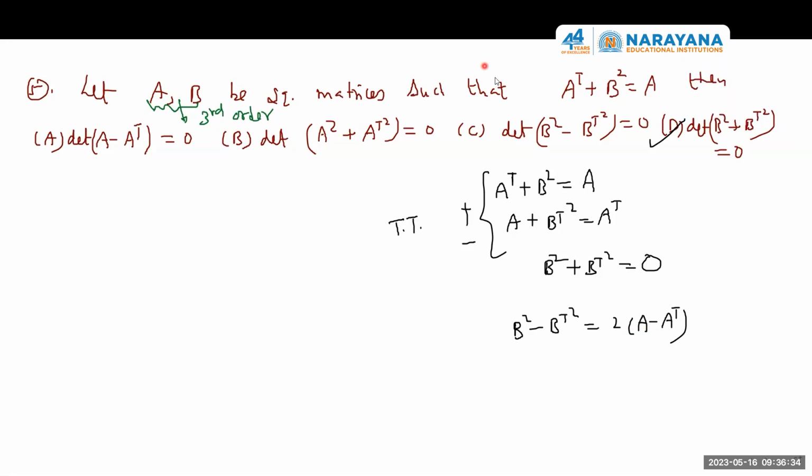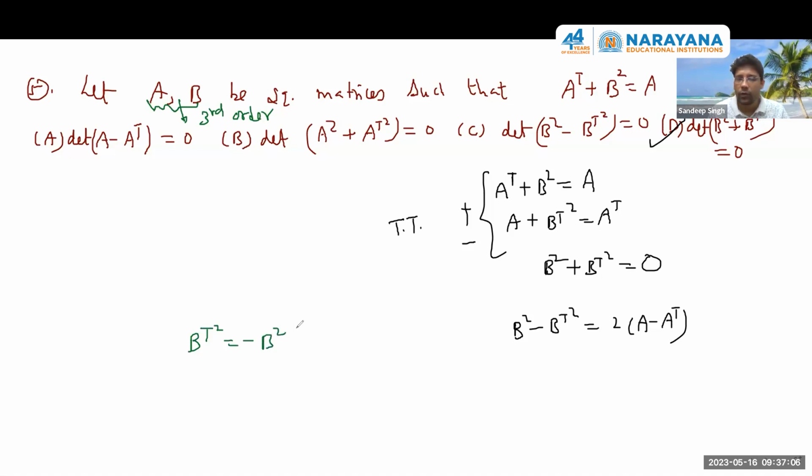Getting the point? In the third equation, B square plus B transpose square, we can send B square to the other side and take the determinant, and we'll get that B to be 0. How will you get that without knowing the order? Because you don't know the order, no? If you take the determinant, then minus 1 power its order will come outside. So unless I know the order, how can you say determinant B is 0? Getting the point?